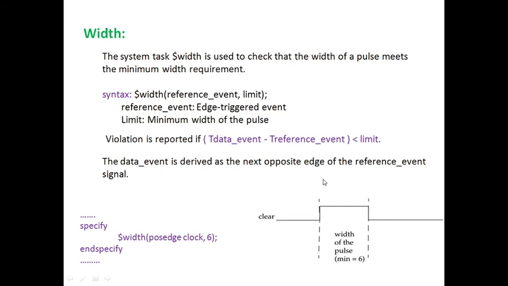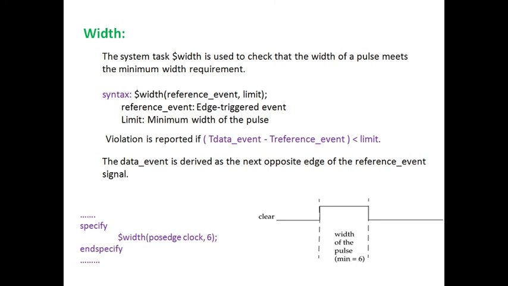A minimum width, like during the duty cycle, the minimum on period: is it meeting the minimum on period or not, or the minimum off period, which we call the set period. In order to check that, we use the $width system task, and the syntax will be $width(reference event, limit).